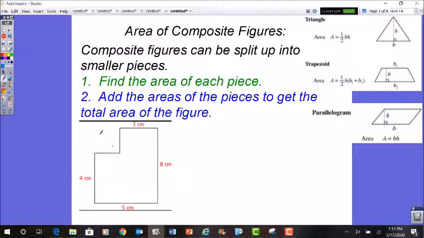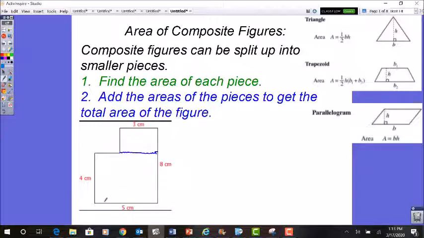So for instance, in this first composite figure, it'd be really easy to turn this just into two rectangles. Now the thing that we have to decide is we have to get the dimensions of each rectangle that we're finding the area of. So for this, we know that the base is 3. We need to figure out what this piece right here would have to be.